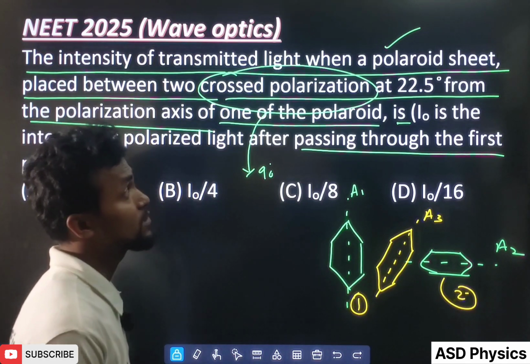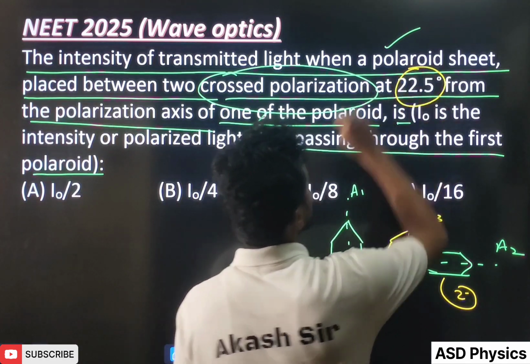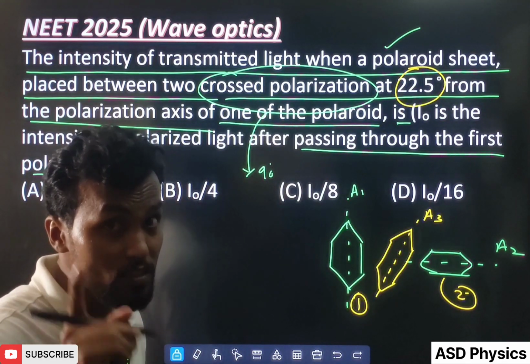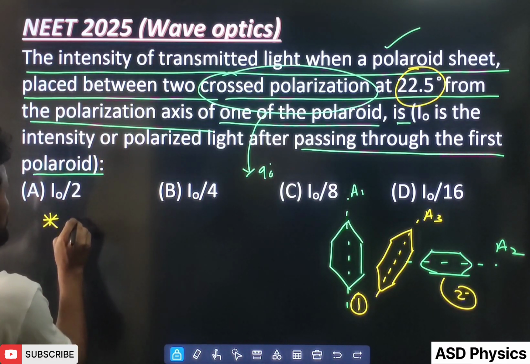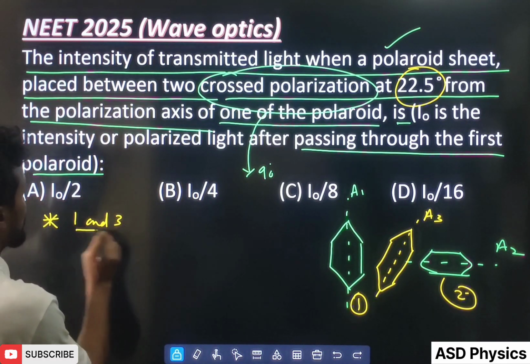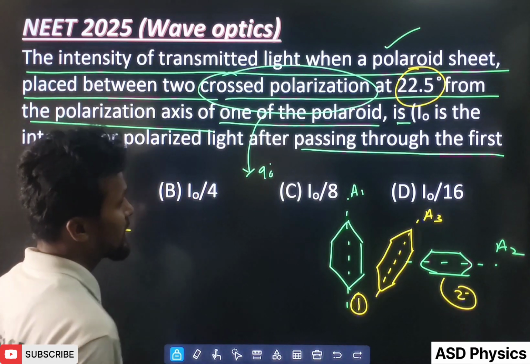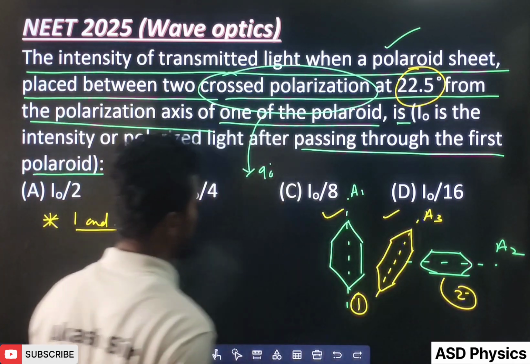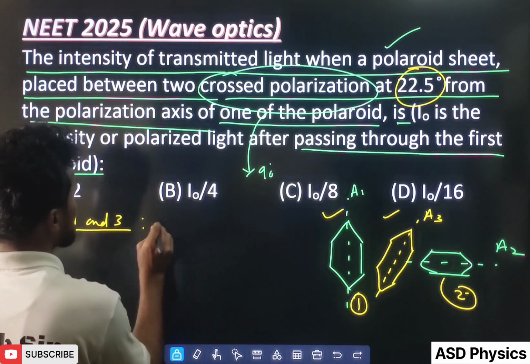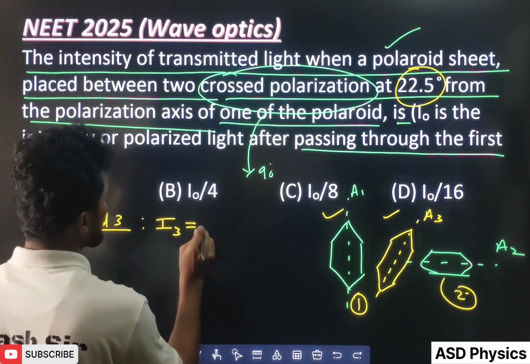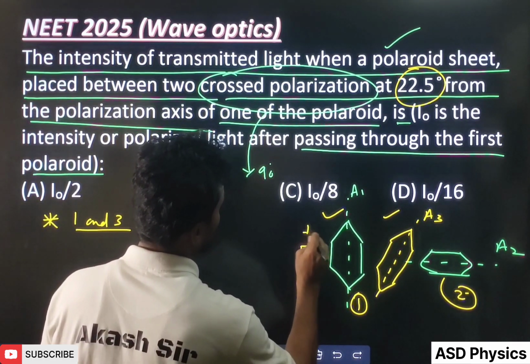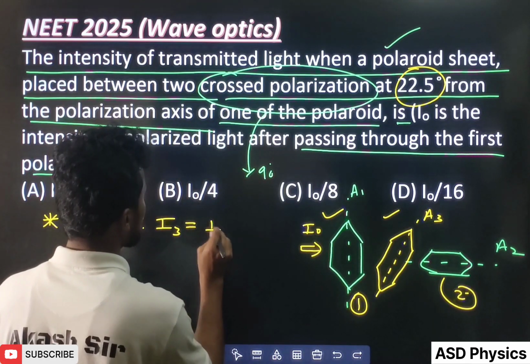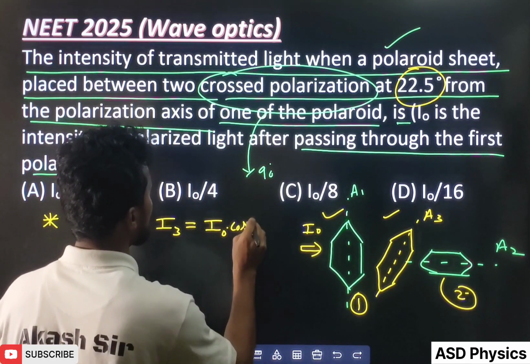So A1 and A3 is making how much angle? 22.5 degree. So here we have to use what? Law of Malus. So first thing, if we talk for 1 and 3, this 1 and this 3, what can we write here? Remember that in this situation, this I3 will come here. How much is going to be incident here? Polarized light I0. So I3 equal to, we can write here I0 cos square.